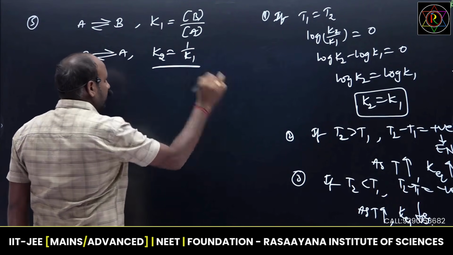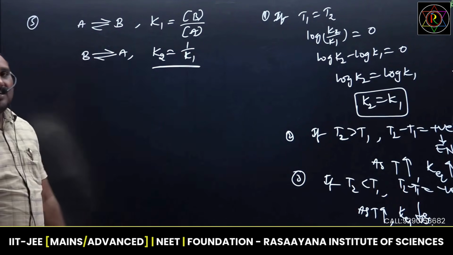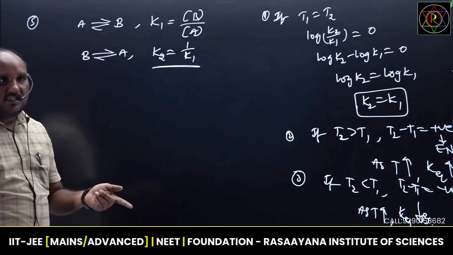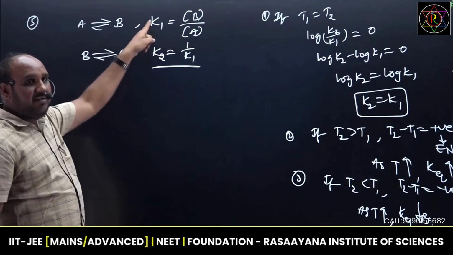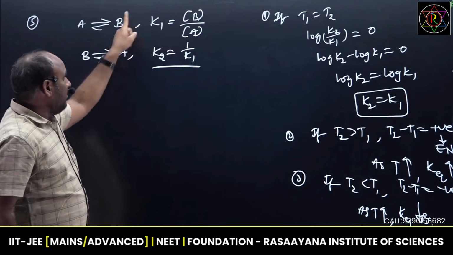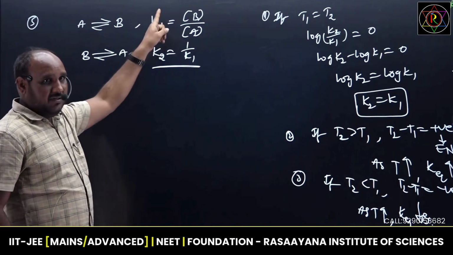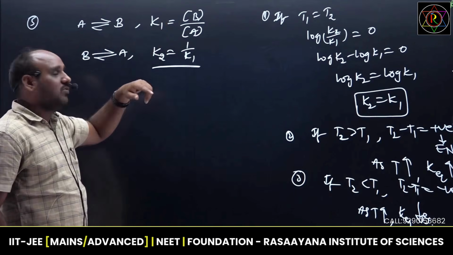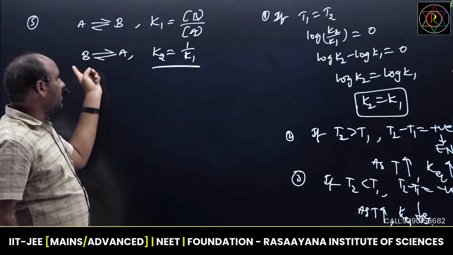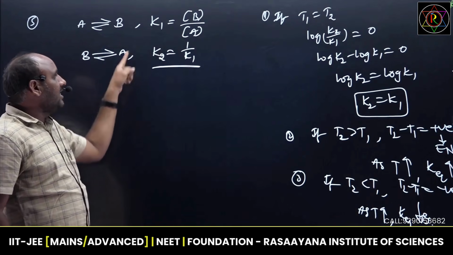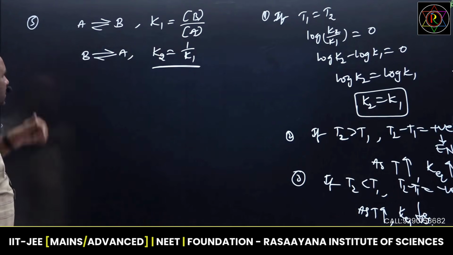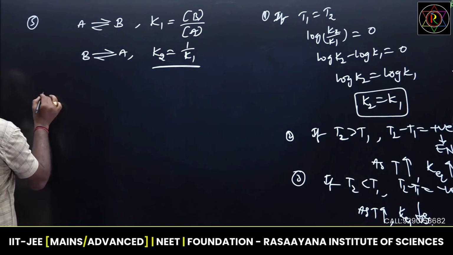So whenever the equilibrium reaction becomes reverse: A is in equilibrium with B, and for that the equilibrium constant is K1. But now we consider the reverse reaction, that is B to A. So 1 by K1 will give the equilibrium constant of this particular reaction. That is one application, right?